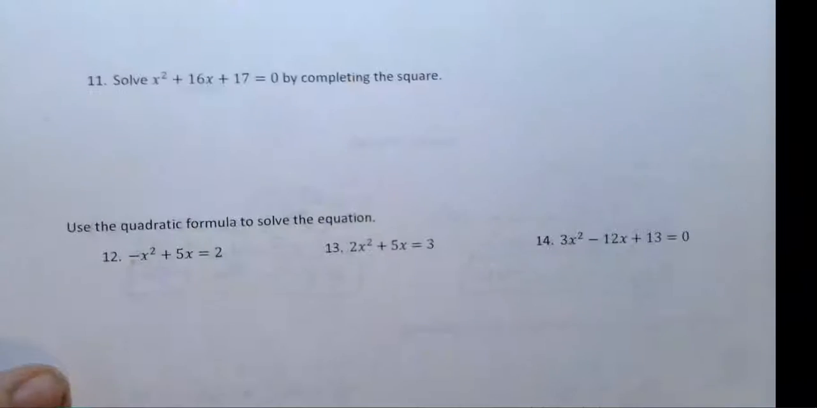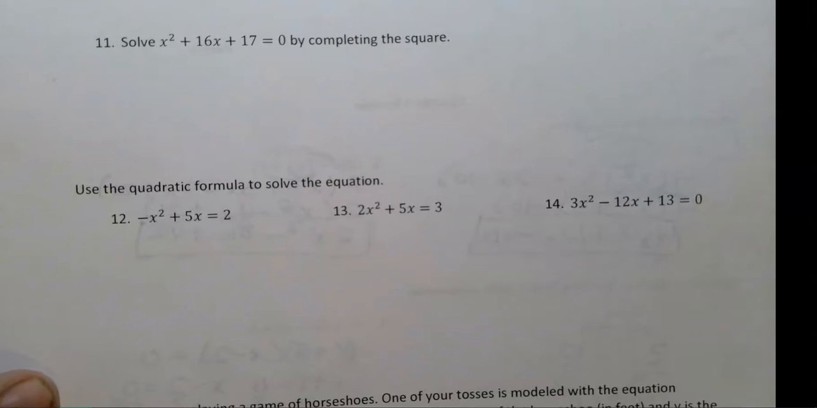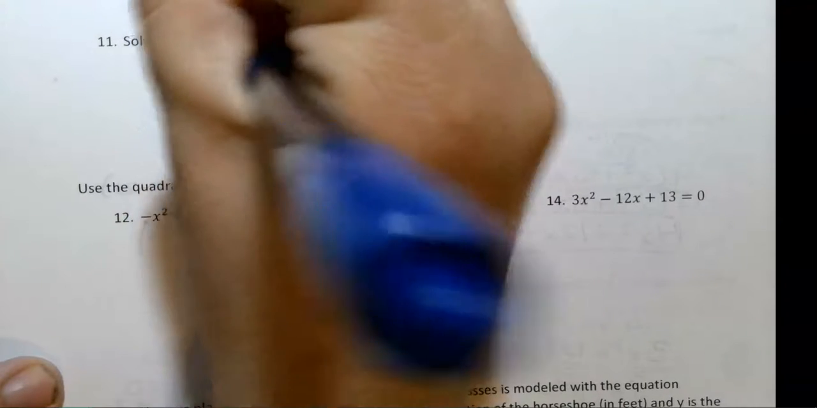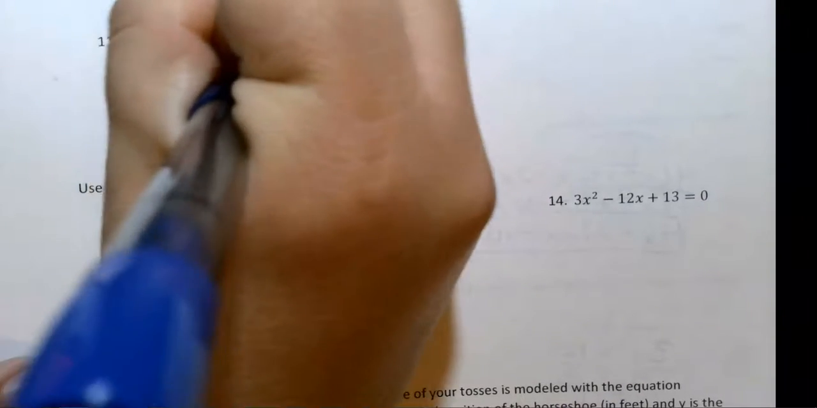Okay. Number 11 wants me to solve by completing the square. This is where I move over just the constant to the other side. So I'm going to subtract 17. I have x squared plus 16x equals -17.